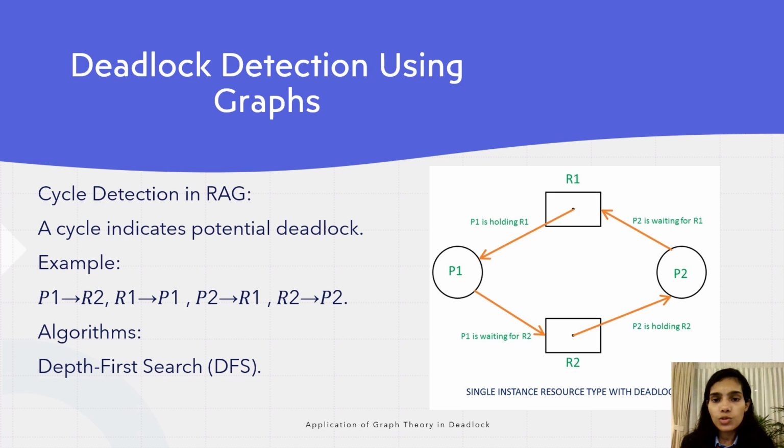We use graphs to detect deadlocks. In a resource allocation graph, a cycle indicates a potential deadlock. For example, P1 requesting R2, R2 held by P2, and P2 requesting R1, R1 held by P1 forms a cycle and leads to deadlock. Algorithms like depth first search are used to detect cycles, helping us to identify deadlock conditions.